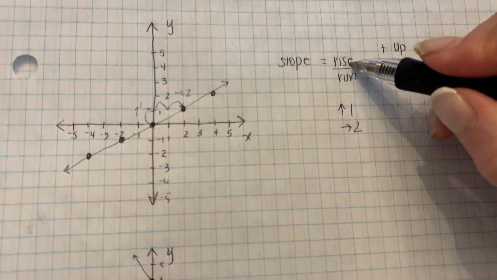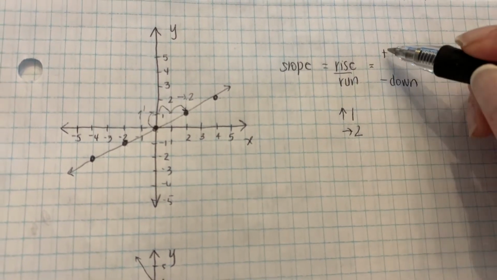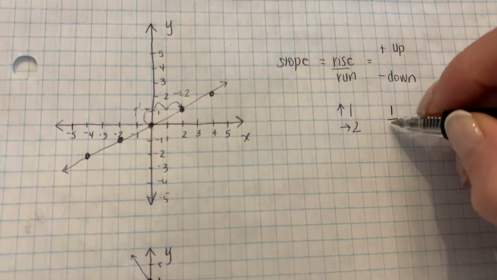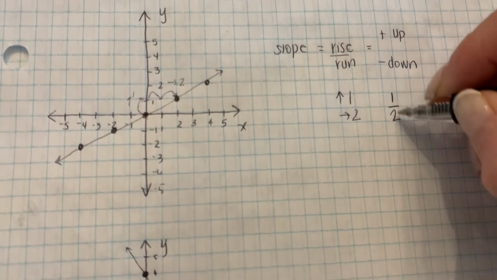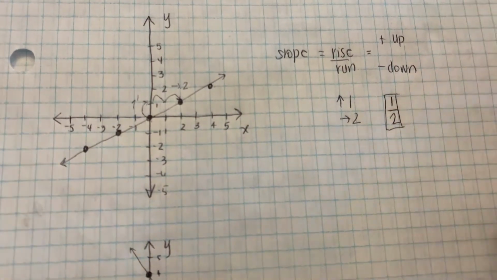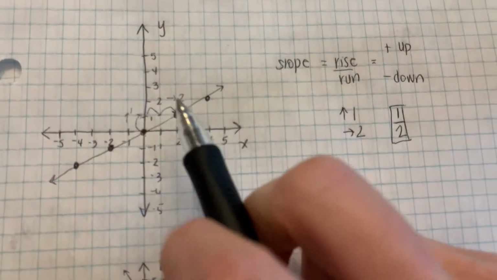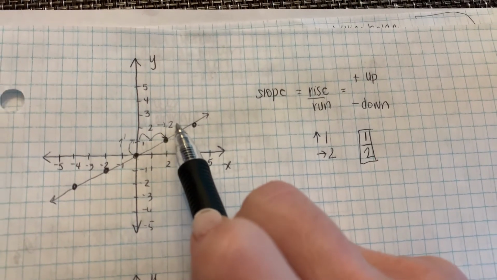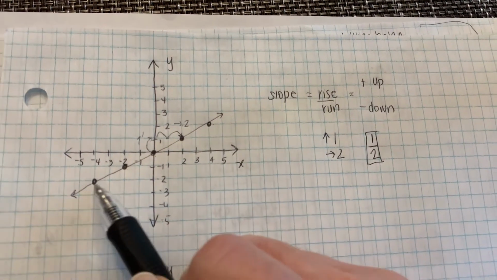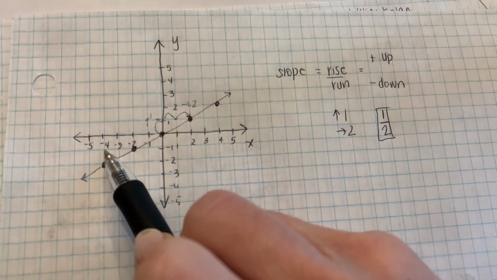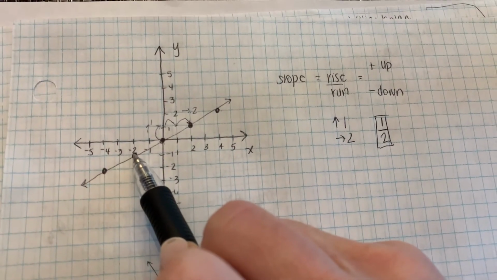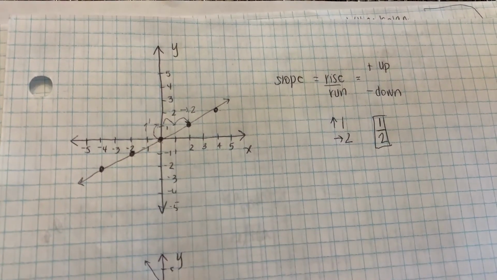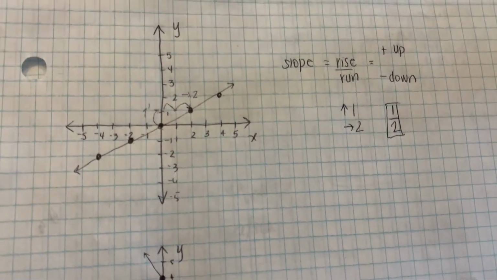So the rise goes in the numerator. Going up, that's positive, so that's positive 1. And my run, I went over 2. So that's 1 over 2. That would be my slope. And you can check from each point to the next point. It'll be the same. I'm going up 1 and over 2. From any 2 points, let's try this one. Up 1 over 2. Up 1 over 2. Okay, and that's how you get the whole line.